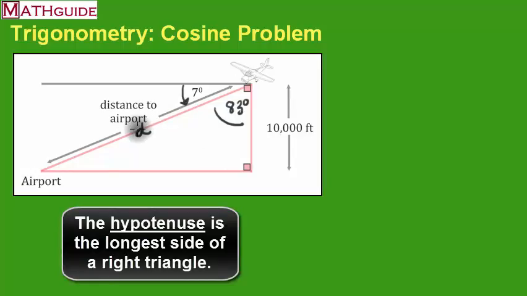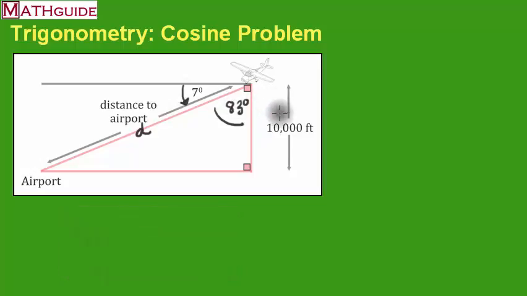So we're really trying to find the hypotenuse, but we have the adjacent side. So adjacent, hypotenuse, right? Adjacent side, hypotenuse side. That means we're going to use the cosine function. Okay, so that's kind of the background there of why I'm using it.